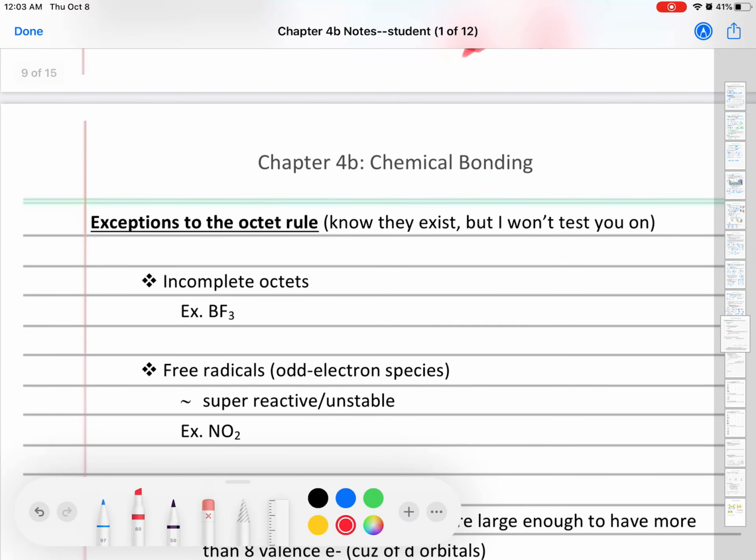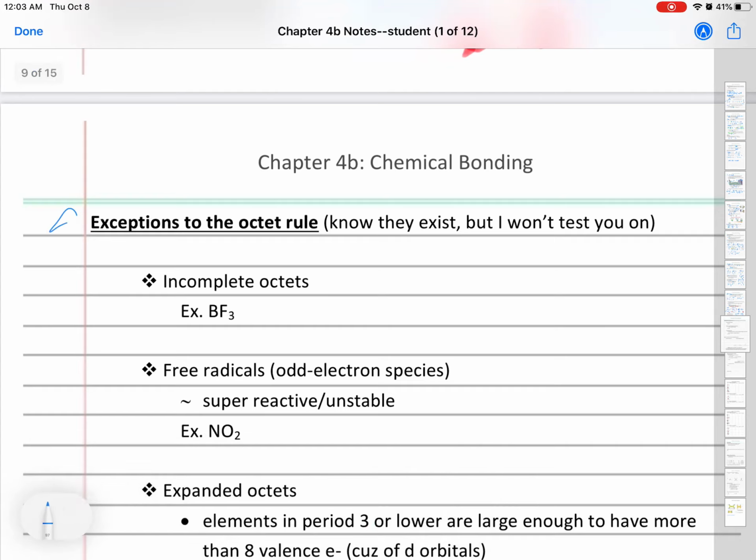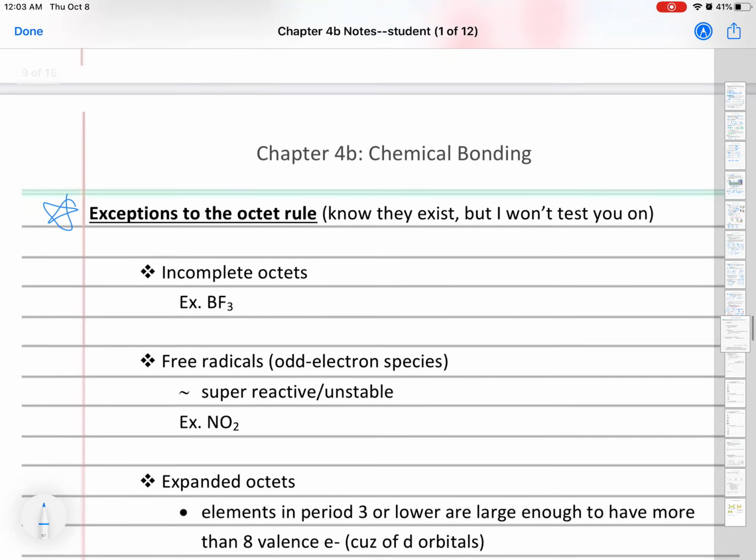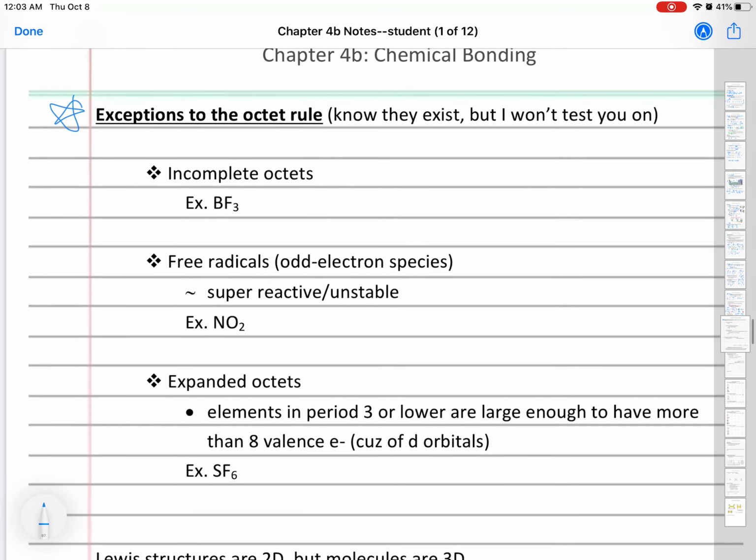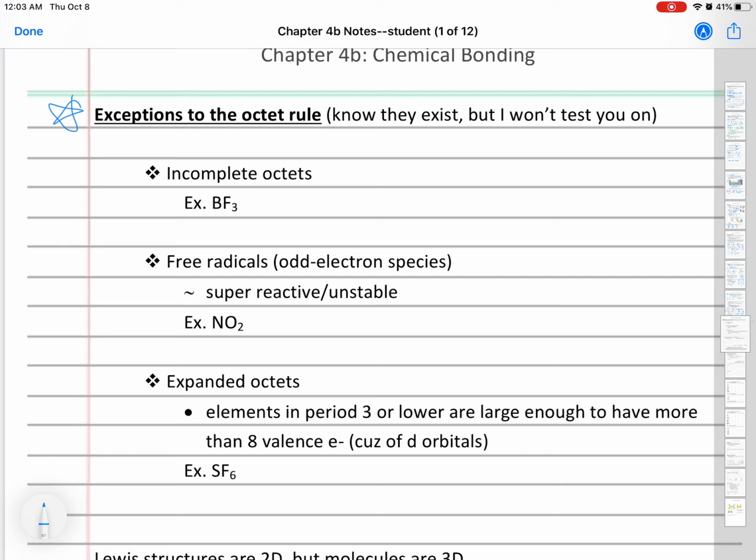All right, so I told you that there are rules for bonding, and there's always exceptions to the rule. So I am going to tell you some of the exceptions to the octet rule where Lewis structures actually violate the octet rule. But again, I'm not going to hold you accountable for these, but just know they do exist. There are some molecules that have incomplete octets.